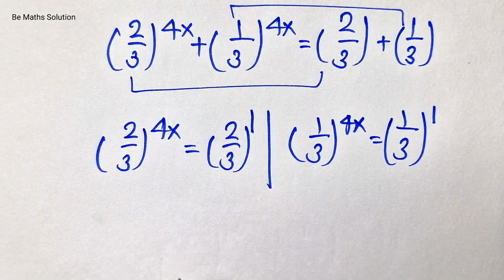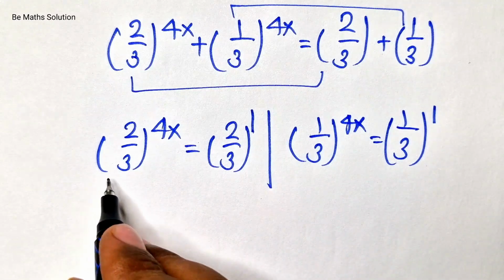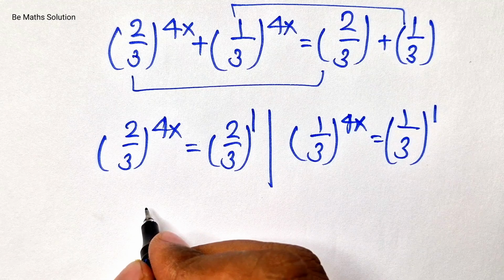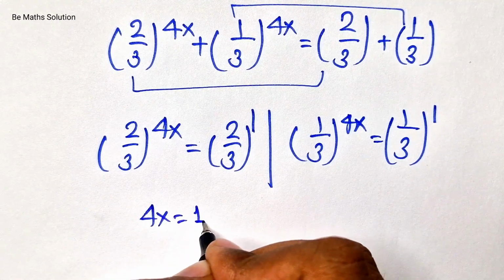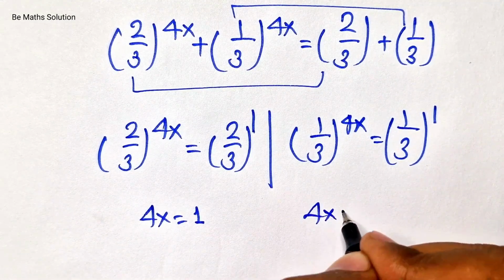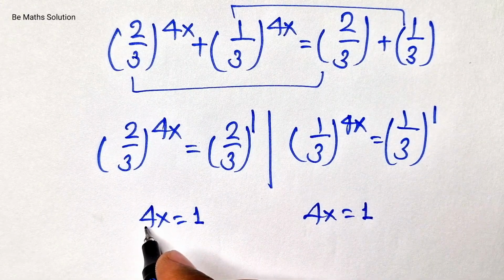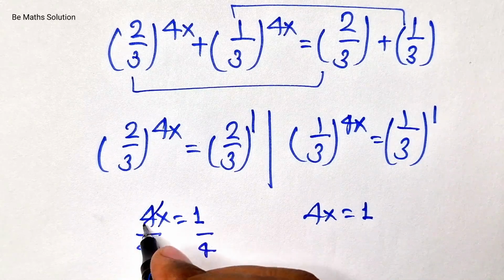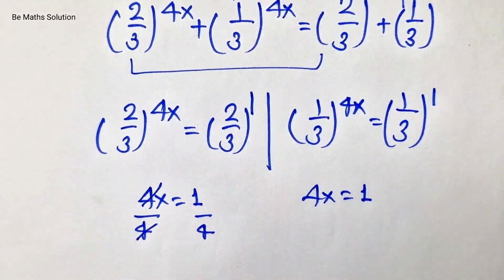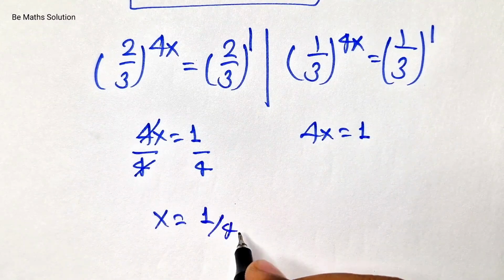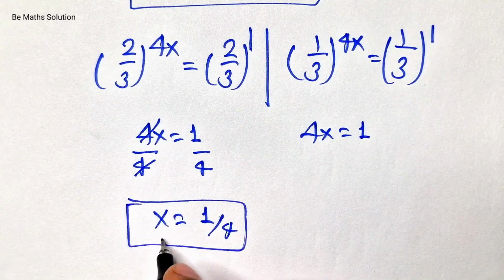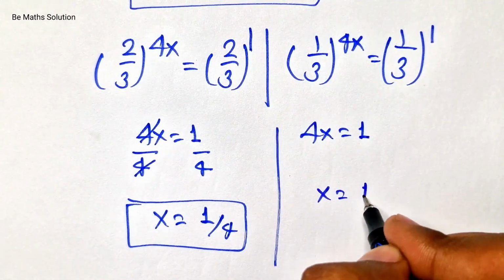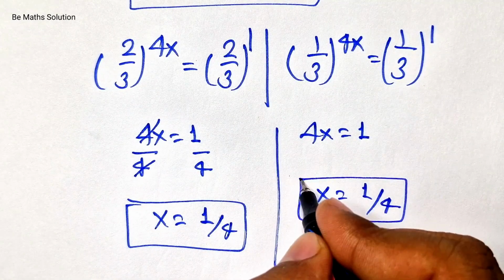Then in the next step, compare the base and different powers. So 4x is equal to 1 and 4x is equal to 1. Divide by 4 on both sides, and the 4 and 4 cancel. So x is equal to 1 over 4. This is our final answer for the value of x from this equation.